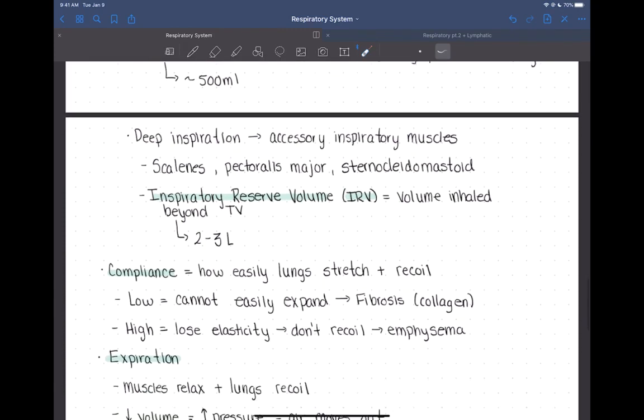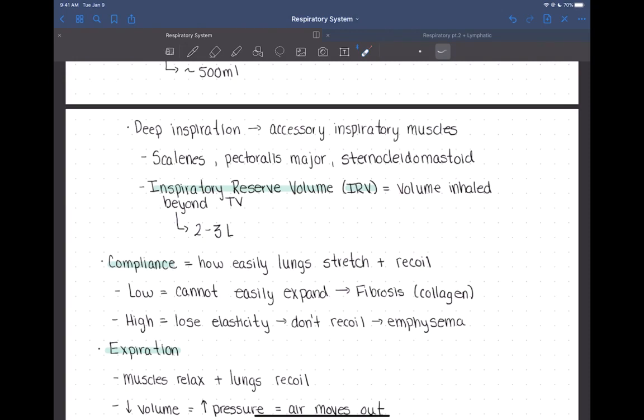The volume inhaled beyond your tidal volume is called the inspiratory reserve volume, and that's usually between 2 and 3 liters. For your exam, for these different volumes you'd need to know a definition for each, so this would be the definition of inspiratory reserve volume, and what the typical value is for that particular volume.